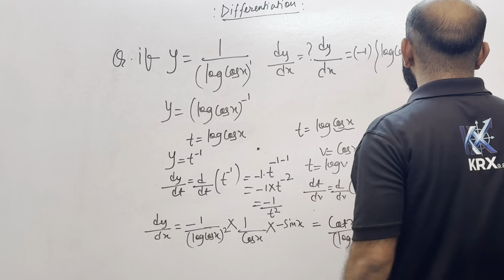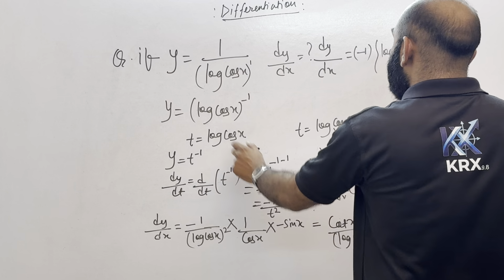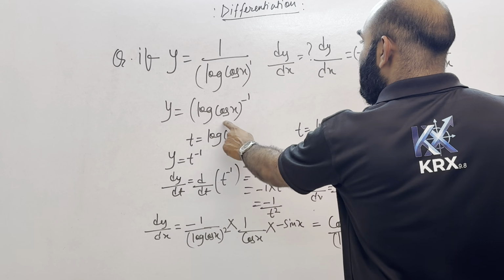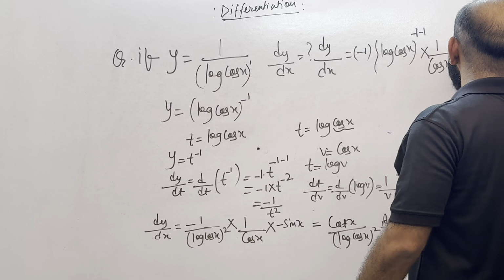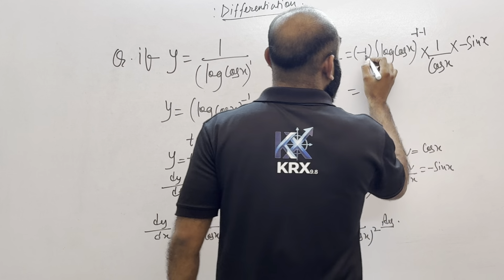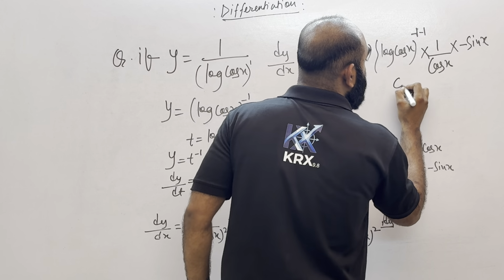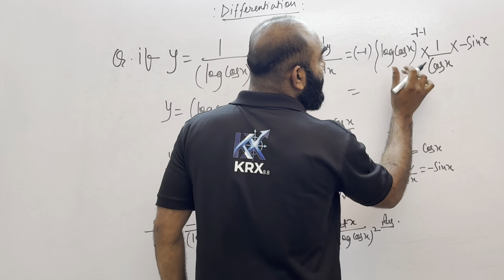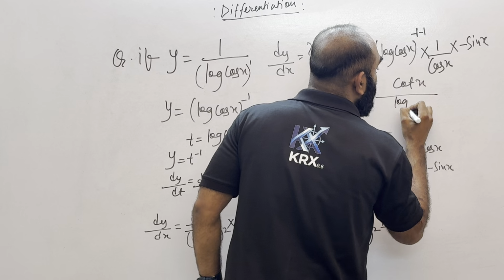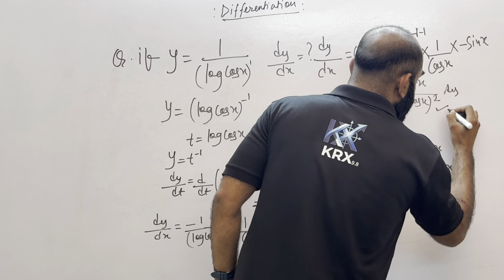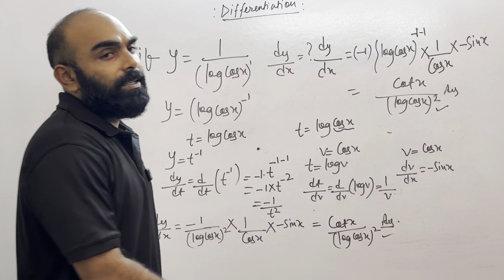Is it x? No, sir, it is log cos x. I'm going to differentiate again. Log x is 1 by x. It is x? No, sir, it is cos x. And cos x differentiation is minus sin x. See the final answer. Minus minus plus, sin x by cos x, cot x. And since the power is minus 2, in the denominator it will come, it will become plus. This answer and this answer both are the same only.